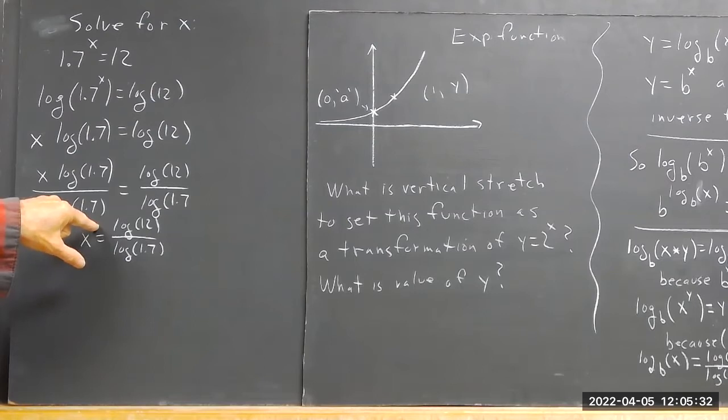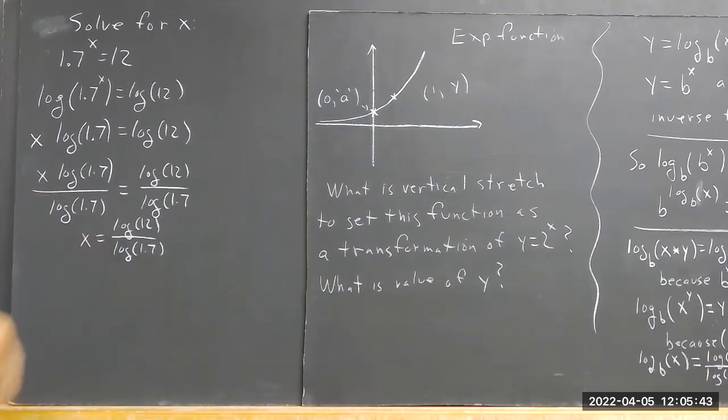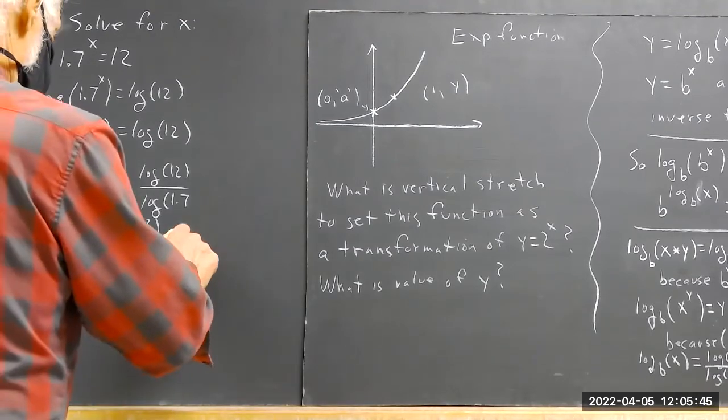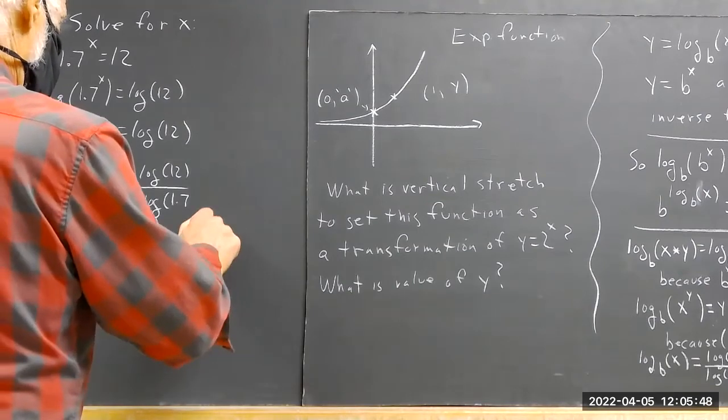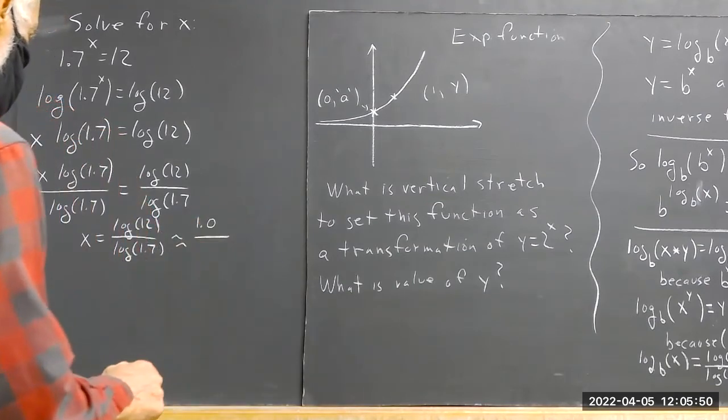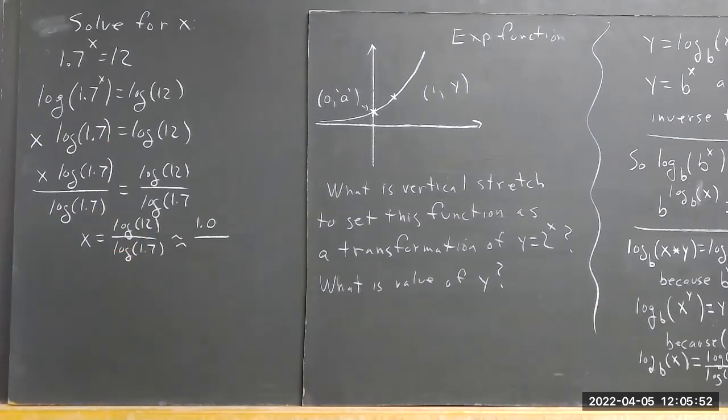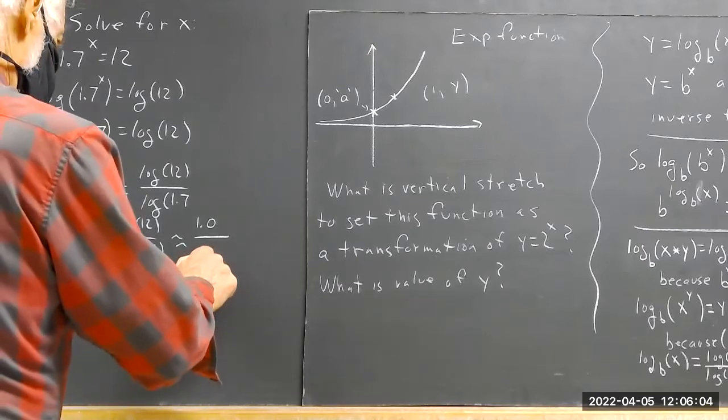Go get a calculator. Everybody find log of 12? If you don't have a calculator, it's okay. Log of 12 is a little more than 1. I'm not even going to try to estimate it because it's so close to 1. 1.0 something. The log of 1.7 is a little easier. It's about maybe 0.27.